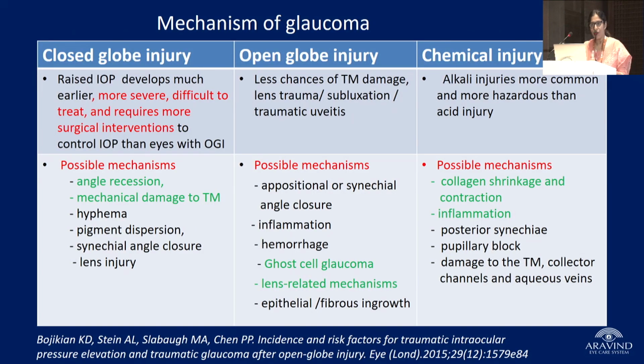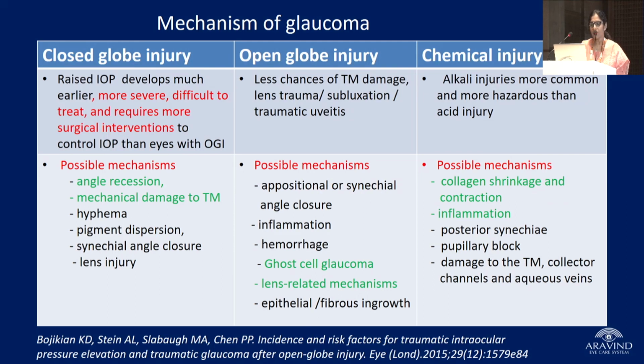So the mechanism of glaucoma could vary according to the type of injury. It could be because of a closed globe injury, open globe injury, or chemical injury. Amongst these, the closed globe injury is the most severe one, and it is often difficult to treat, and it definitely requires surgical intervention. So what is the mechanism of glaucoma in these closed globe injuries? It is mostly because of angle recession or a mechanical damage to the trabecular meshwork.